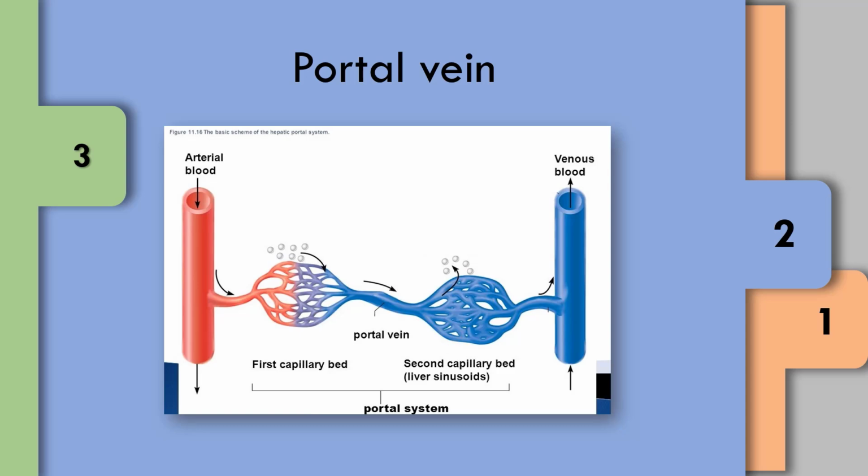In human body, we find portal veins in three different parts. One is the largest, hepatic portal vein. The second one, we find it in renal system, renal portal vein. And the third one, yes, we are looking at it today, that is between hypothalamus and pituitary gland.